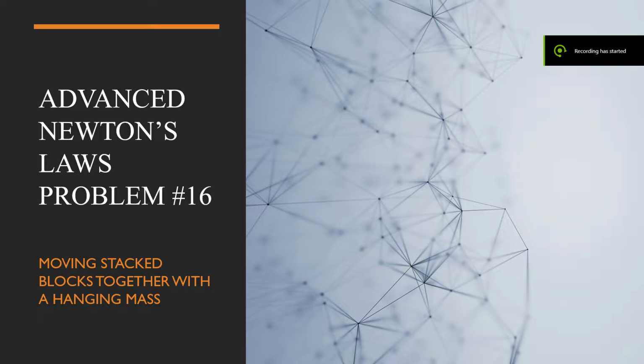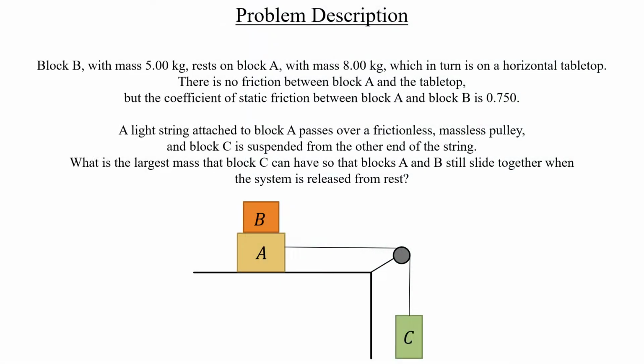I have another problem for our playlist here, which I think might be helpful to some of you. So let's go through this one and see how it works. Here we have block B resting on top of block A, which is in turn on top of a horizontal tabletop, as you can see in the picture below.